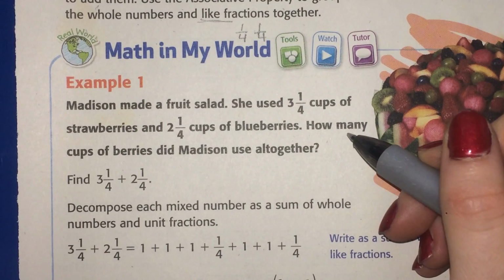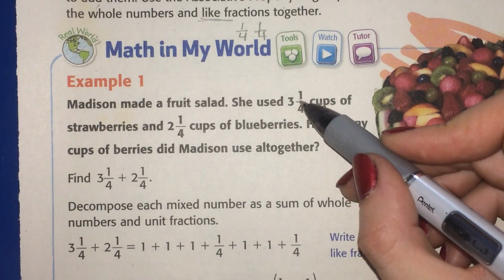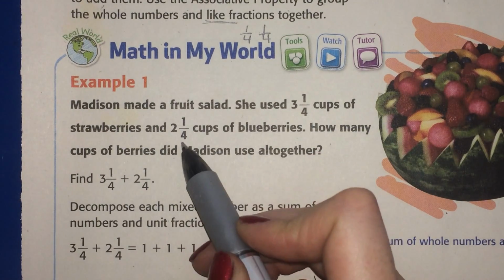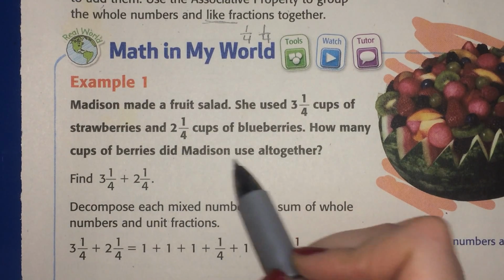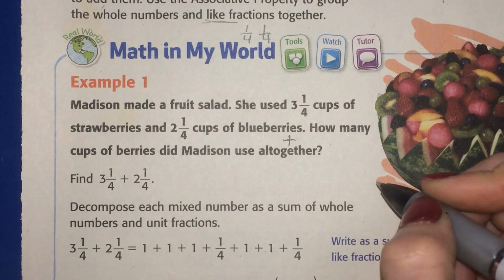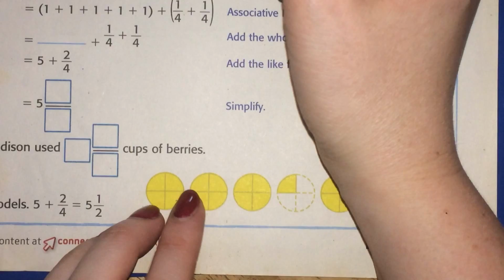Okay, example 1. Madison made a fruit salad. She used 3 1/4 cups of strawberries and 2 1/4 cups of blueberries. How many cups of berries did Madison use altogether? So this is an addition problem. So down here they've modeled it.